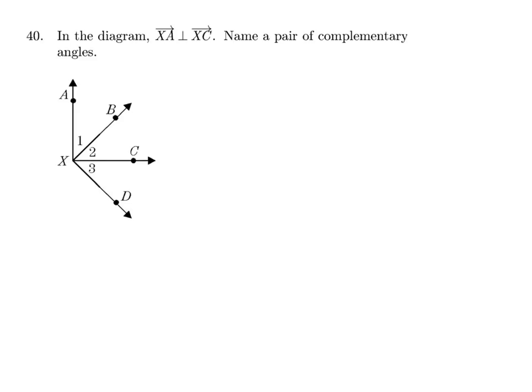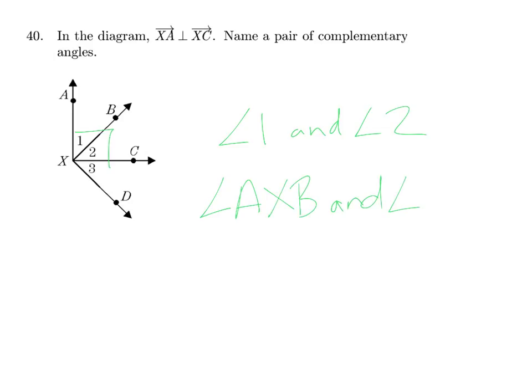And for number 40, in the diagram, ray XA is perpendicular to ray XC. They're perpendicular, so that's a right angle there. Name a pair of complementary angles. Then I definitely know that angle 1 and angle 2 are complementary. I could just as well say angle AXB and angle BXC are complementary. All right, done with that.